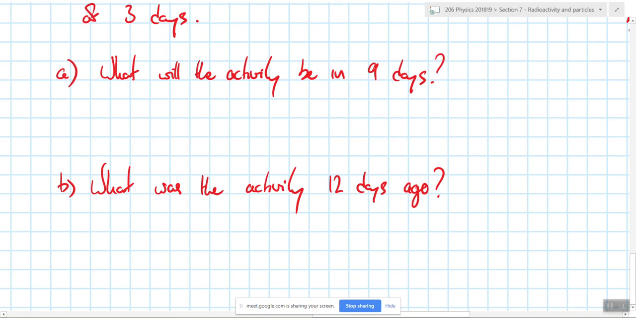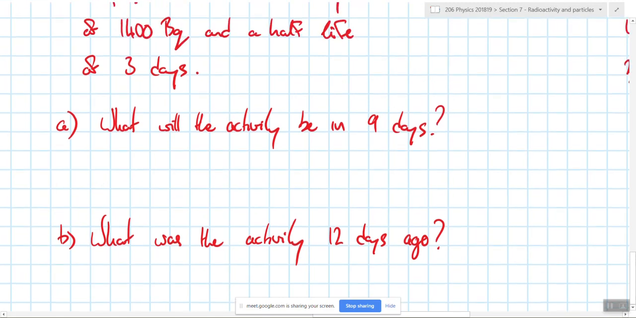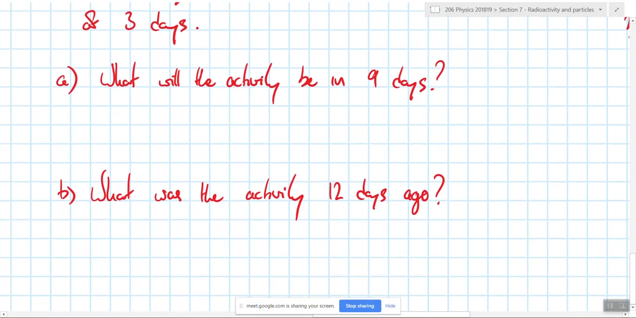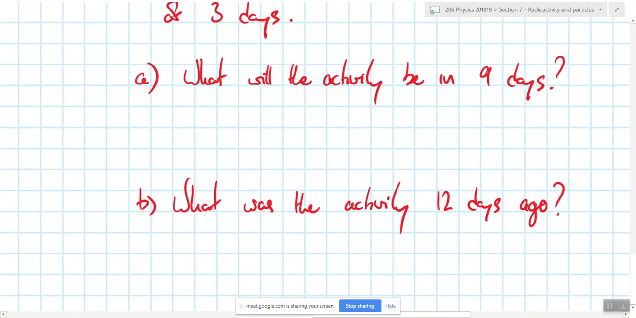Because we don't just use this going forwards in time to have a decrease. Because we know what the pattern is, we can also look at it going backwards in time and figure out what the activity would have been with some other number of half-lives in the past. So I don't know if you're working along. I'm recording this, so I'll speed it up.